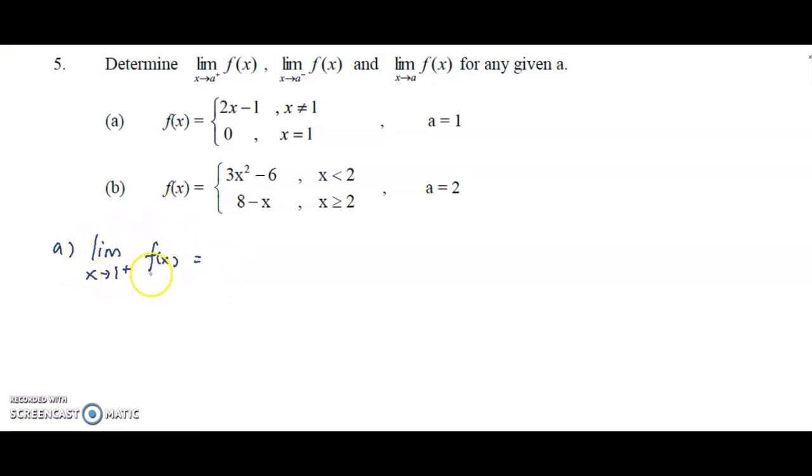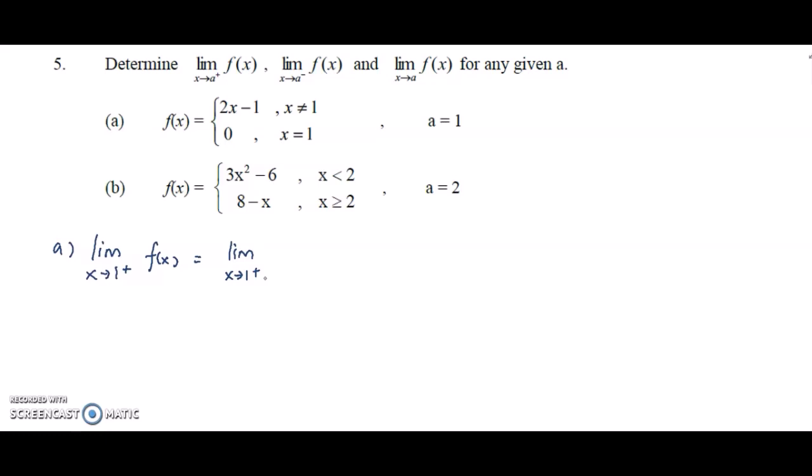I will need to substitute the corresponding function of f(x), because the f(x) consists of two subfunctions for different intervals. For the interval x not equal to 1, we have the subfunction 2x minus 1. And for x equals to 1, we have f(x) equals to 0. So now when x approaches 1 positive, you can just take one example to represent 1 positive. For example, 1.001. Because 1 positive is a little bit greater than 1. So I'll take one value to represent the 1 positive.